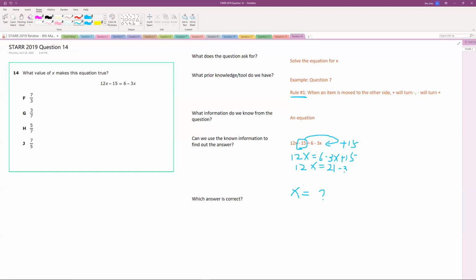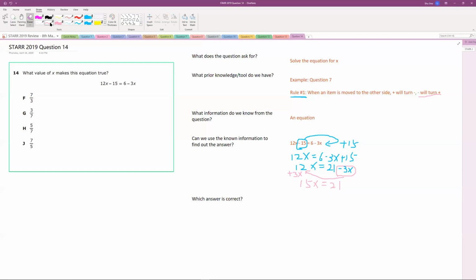Okay, next step. We have all the numbers on the right side, but we also want all the x on the left side. So we're going to move this -3x to the left side. After we move it, the negative will turn positive, so it will become +3x. So it will become 12x plus 3x, which is 15x equals 21.